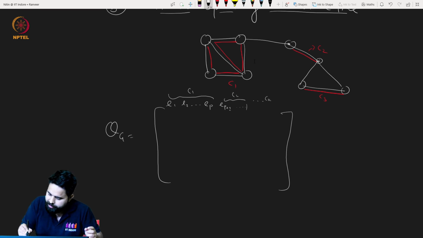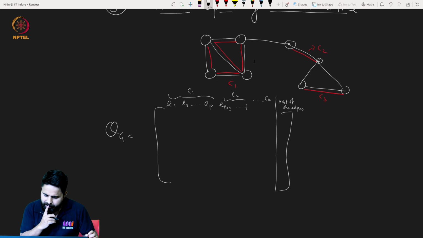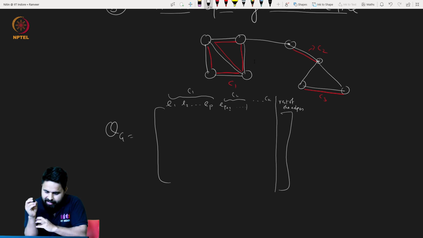Suppose there are C_k components, and then there are the rest of the edges. Dot dot dot. Maybe I can write that these are the rest of the edges. Very good. Now, let us try to see what the incidence matrix will be in this case.